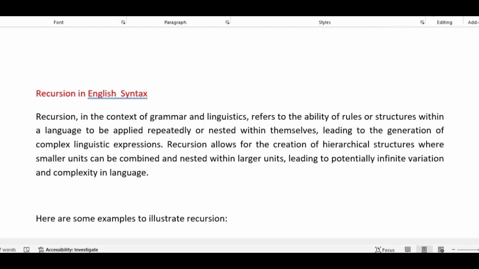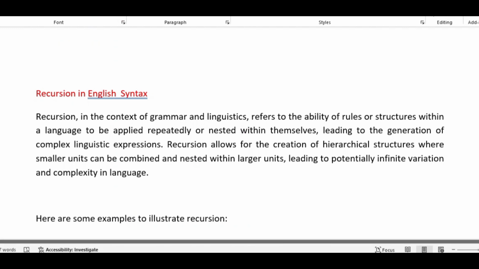Dear students, today we will be discussing recursion in English syntax. Recursion comes from the word, and it gives the sense of repetition. First we will define recursion, and then we will come to know what the meaning of recursion actually is.